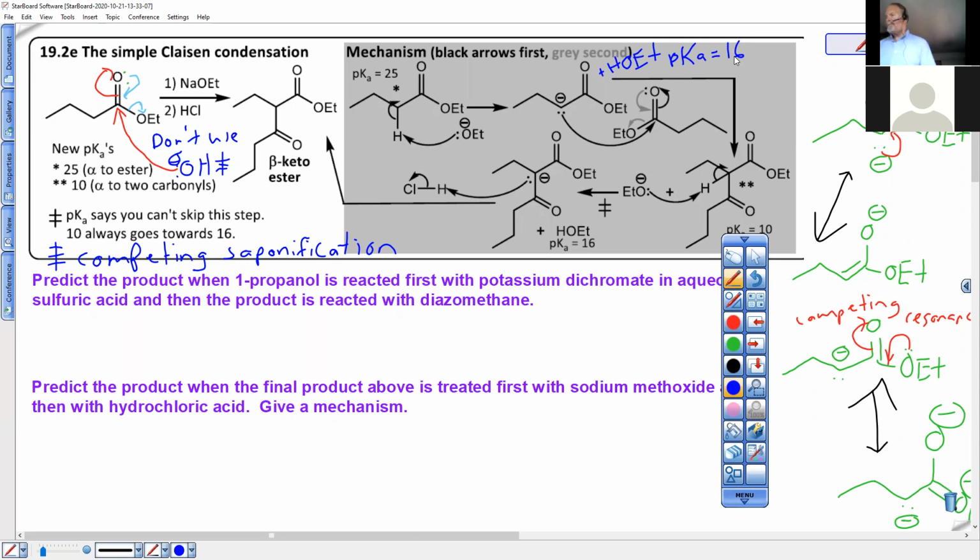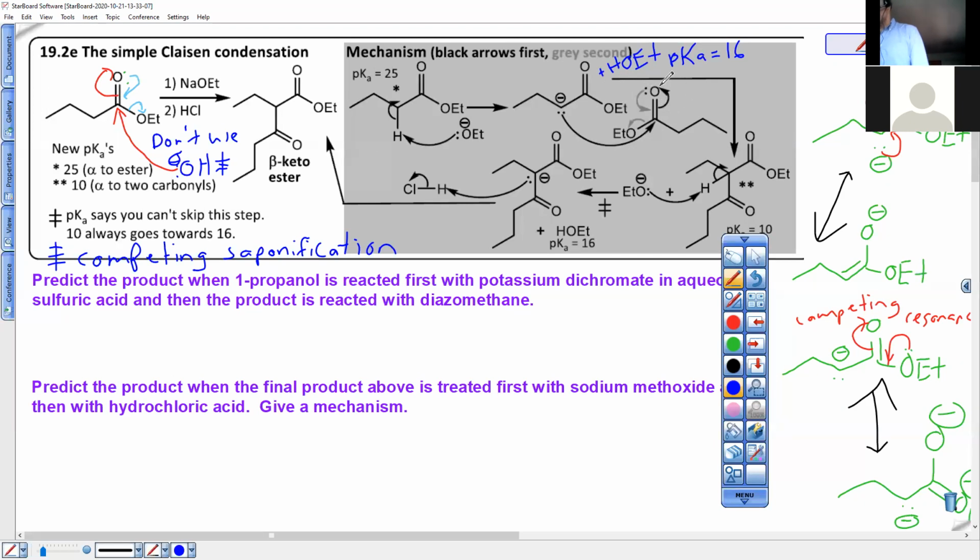25 to 16 means the difference is 7. No, 9. 25 minus 16 is 9. That means I have 1 billion of these that did not react for every one of these that did. So like in the aldol situation where the enolate was surrounded by unreacted carbonyl, it is even more so the case in this story. This enolate is swamped by 1 billion of these. This one is surrounded by 1 billion, and it does a reaction that we've seen many times.